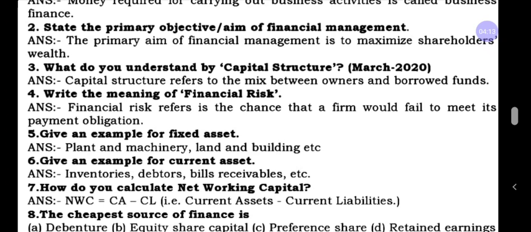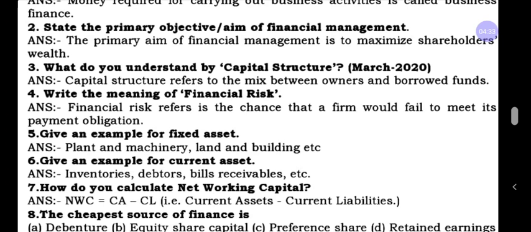Next we have question number 6. Give an example for current asset. Those assets which we can use within a 1 year period of time are called current assets. Examples: inventories, debtors, bills receivable, stock, etc.